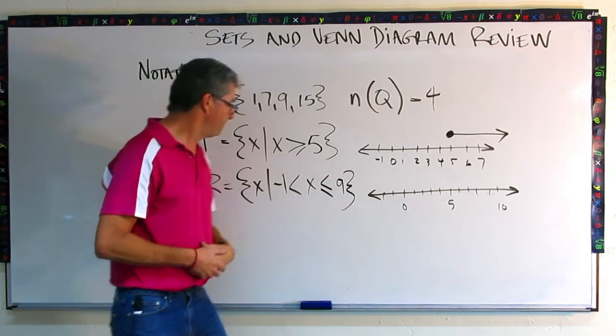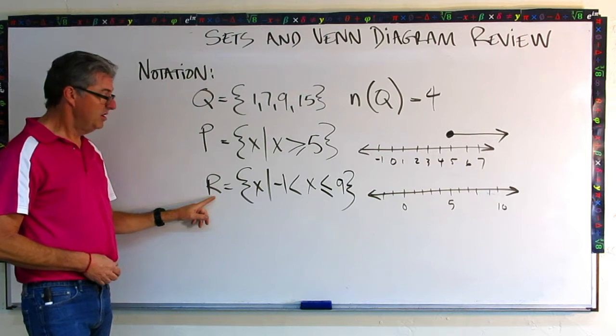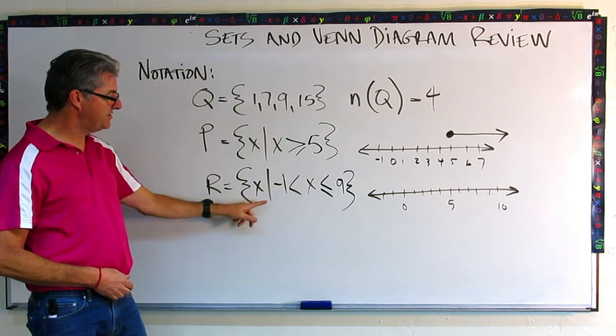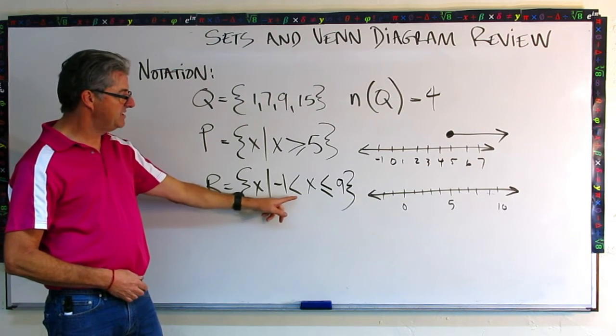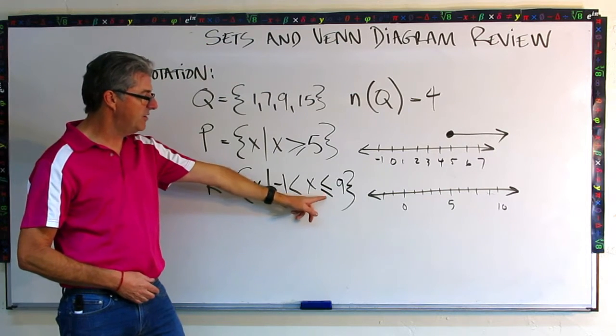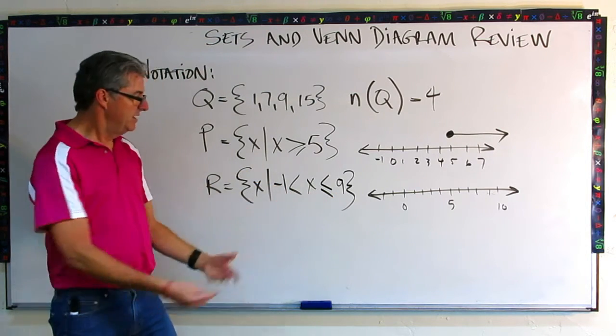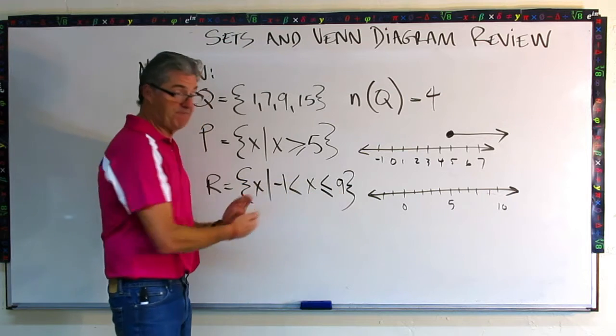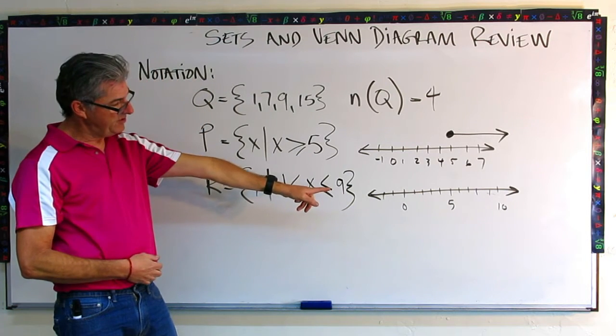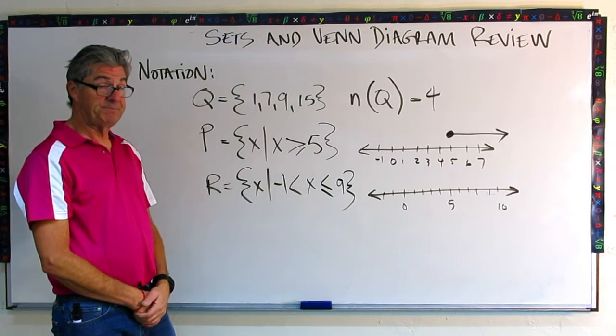Okay, let's do one more. Here's the set of R, which is the set of all x such that -1 is less than x, which itself is less than or equal to 9. Okay, so this x is between -1 and 9. See if you can pause the video and put that on the number line.